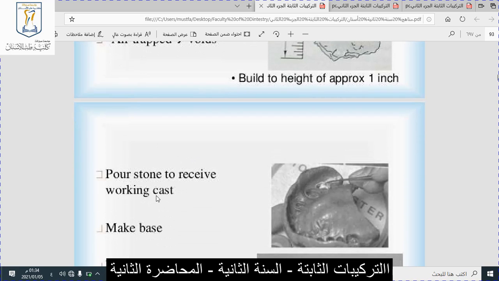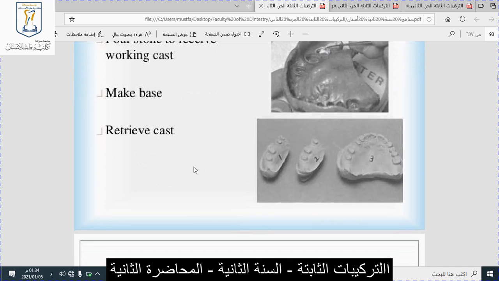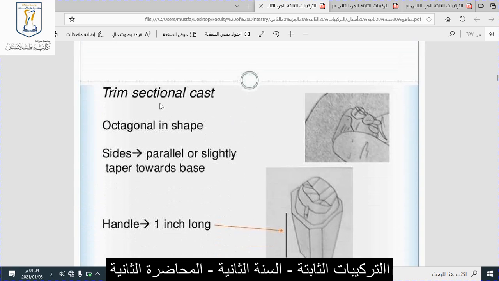Pour stone to receive the working cast. We have to make the base for the cast. Retrieve the cast and trim the sectional cast. It should be octagonal in shape, and the die is about 1 inch long.